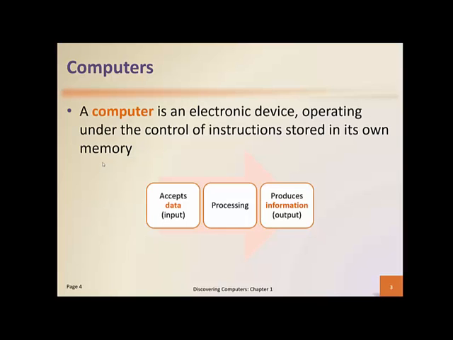Hardware, I always describe as the things that you can kick. Hardware is things like a mouse, a keyboard, the actual PC itself, a hard drive, disk drive, CD drive. Those things are hardware, and then you have software like the operating system, Windows, Mac, or Office, Excel, Access. Those kinds of things are software. So when it talks about the computer operating under the control of instructions stored in its own memory, that's hardware operating under the control of software.